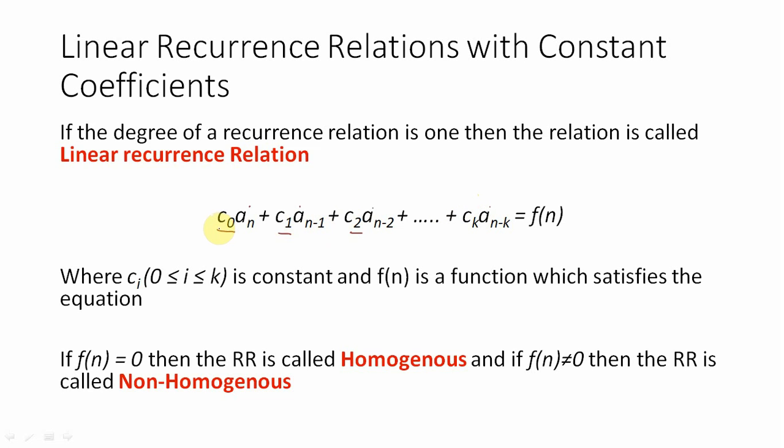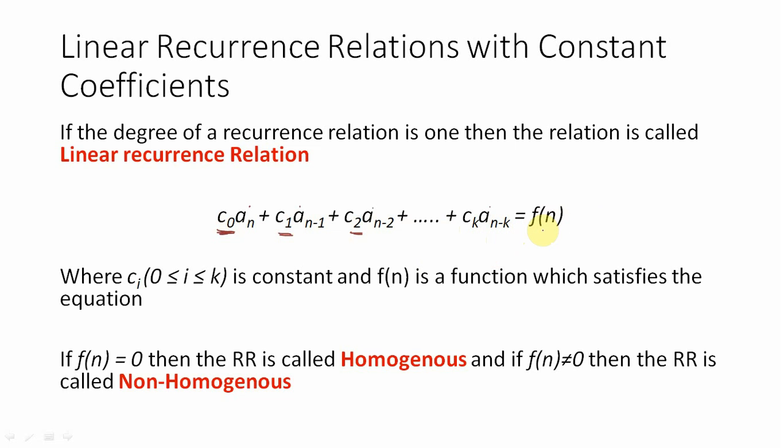If the coefficients C0, C1, C2 and so on are constants, then it is called a recurrence relation with constant coefficients. And if they are not constant, then it is called a recurrence relation with non-constant coefficients. As you can see, this recurrence relation is of degree 1. All the recurrence terms are of power 1. So this is called a linear recurrence relation.